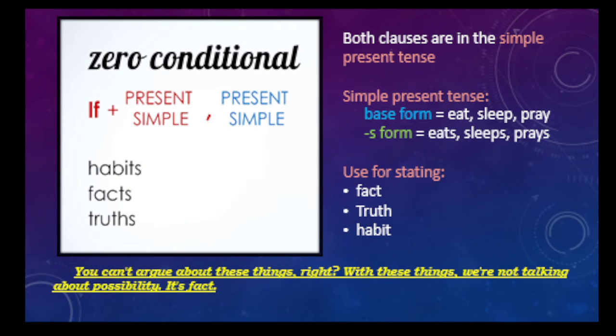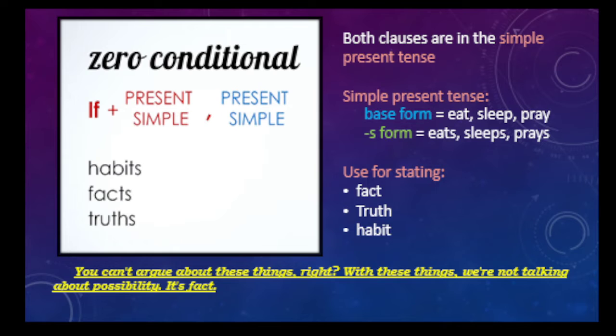Okay? So, remember, here, both clauses are in the simple present tense. So, both verbs in the clauses are in the simple present tense. So, when you say simple present tense, it could be in the base form, like eat, sleep, pray. It could be in the S form, eats, sleeps, prays. It depends on the subject. If the subject is singular, use the S form of the verb. If the subject is plural, use the base form of the verb. So, review na lang yun because I know you already know about that. Grade 7 pa lang kayo.